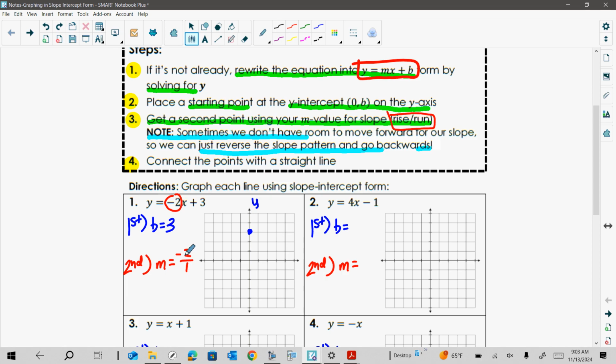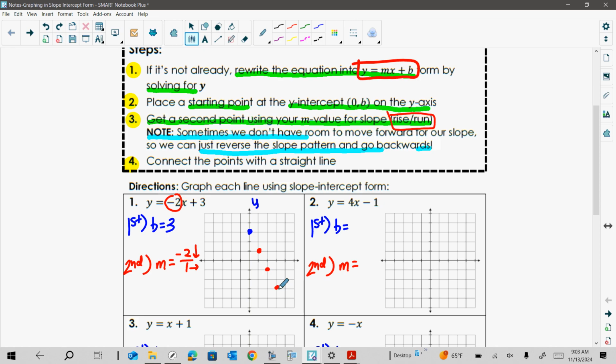So right here, because this is negative, this means I'm going down 2 and then to the right 1. So your pencil starts at the starting point, the y-intercept. You count down 2 and to the right 1. And because our slope is negative, our line should be decreasing. We're just going to repeat that. Down 2 to the right 1. And then put your pencil down to make your point. Down 2 to the right 1.